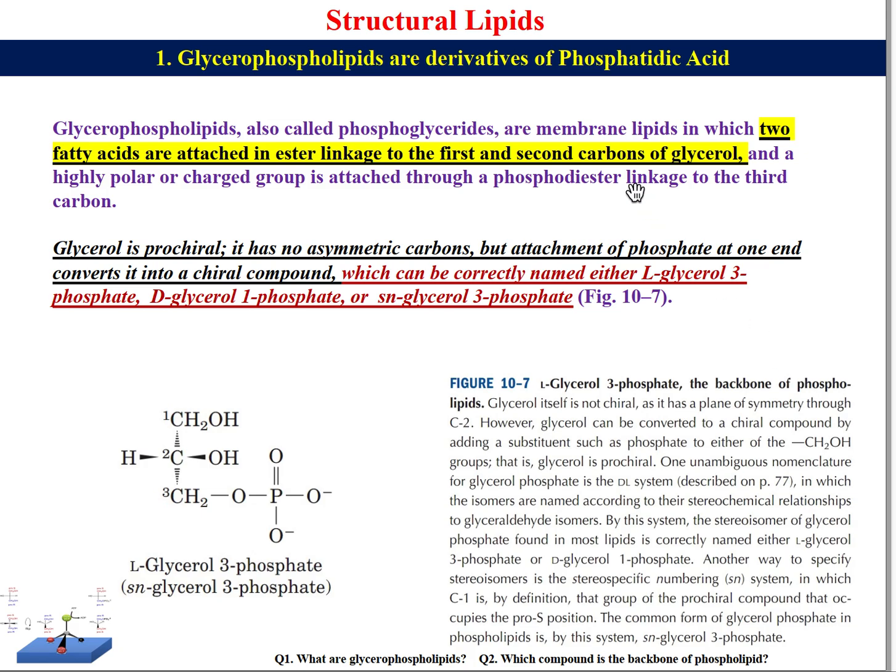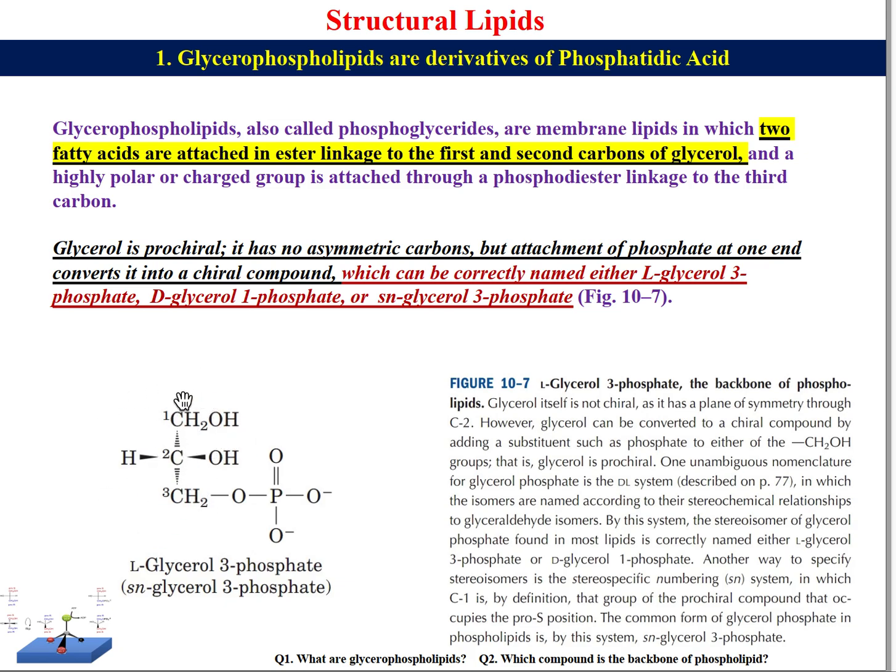Glycerol phospholipids are derivatives of phosphoric acid, so this is also called phosphoglyceride. These are membrane lipids in which 2 fatty acids are attached in ester linkage to the first and second carbon of glycerol, and a highly polar charged group is attached through a phosphodiester linkage to the third carbon. So what happens there? Fatty acids are attached in ester linkage to the first and second carbons, here and here.